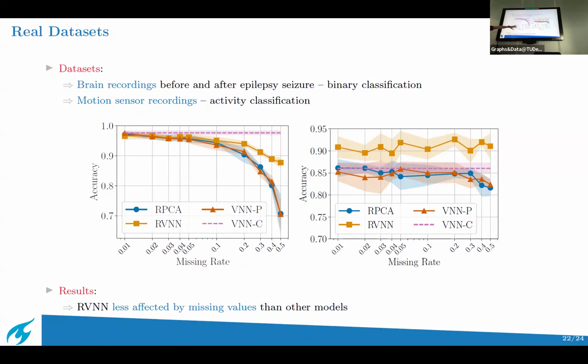And basically on both of these datasets, the RVNN is the least affected model by the increasing missing values. Here it decays slower than for the baselines. So this corroborates that this framework is able to maintain performance over a variety of missing rates.